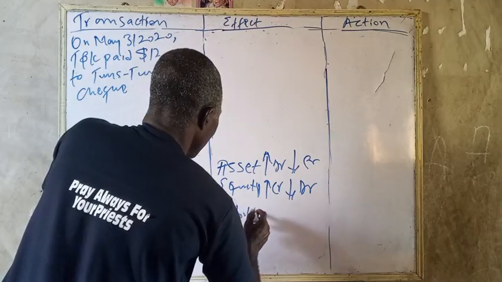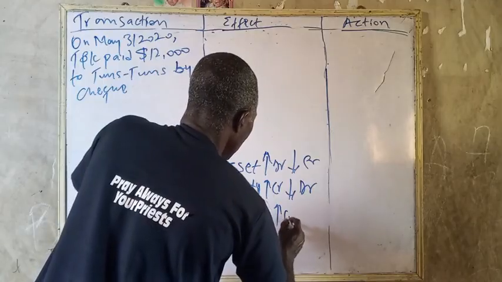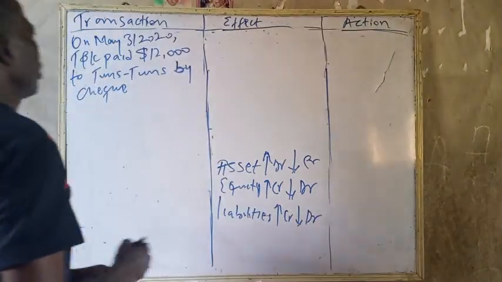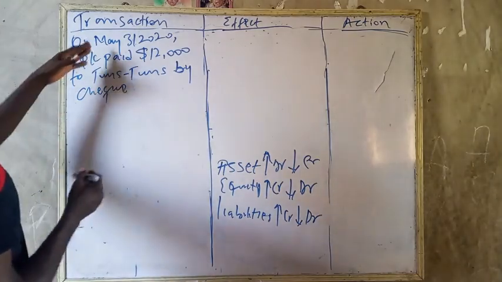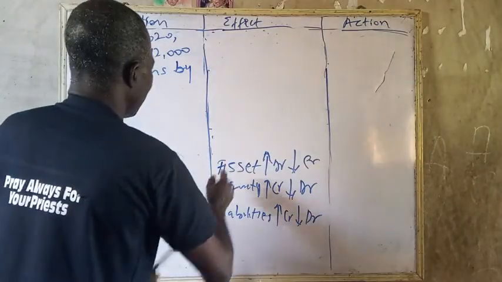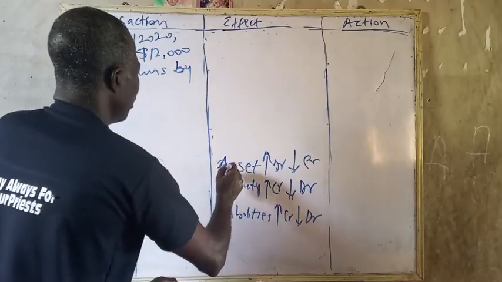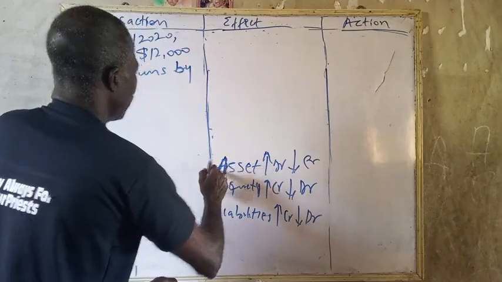Liability increase, what do? You credit. Liability decrease, what do? You debit. So what is this transaction? Which one does it affect? Is it asset or equity or liability? Asset or equity or liability.